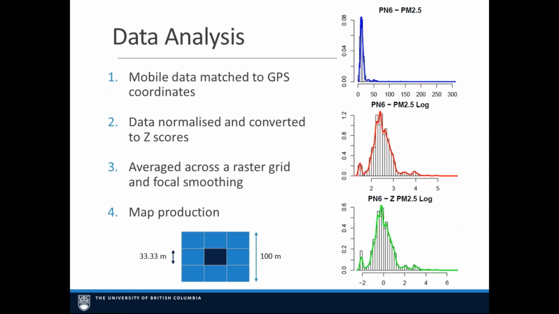After each record had a location and a z-score assigned to it, a raster grid was then created to cover the monitored area with 33.3 square meter cells, and then measurements that were recorded within each of these cells were averaged. And the raster grid was then focally smoothed, meaning the surrounding cells were used to adjust the values, and therefore each cell is a weighted representation of the measurements in a 100 square meter area, and those are the rasters that I used to produce the maps that I'm going to show.